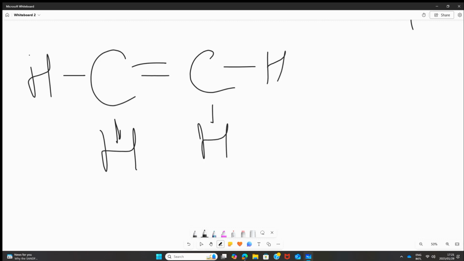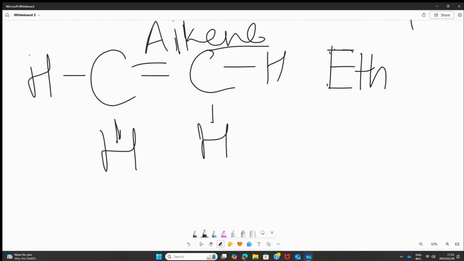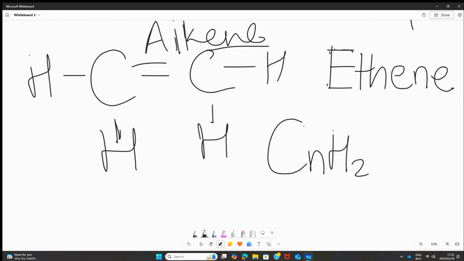Now, because we have 2 carbon atoms, we said previously that the prefix would be eth. And because this is an alkene, the alkene suffix would always be ene, which gives ethene. This is now the molecular formula. The general formula for your alkenes is CnH2n. Then that means that every alkene will always follow this rule.